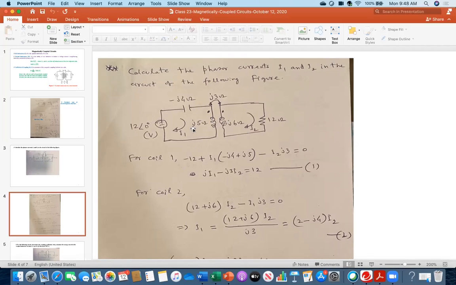Everybody see the left side, for coil one, that side. This is the given direction, like clockwise. I2 is also clockwise. So this is the voltage source, minus 12 plus 12, 0.